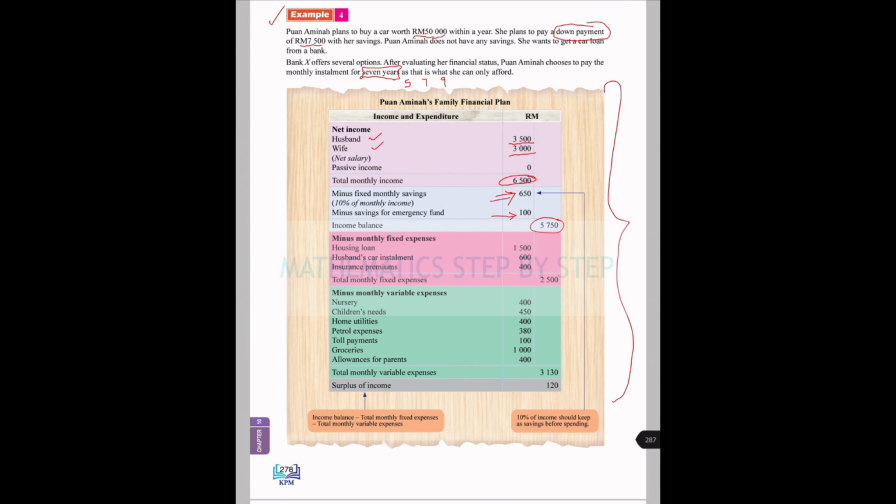Then fixed expenses: there is housing loan, husband's car installment, and insurance premiums. Previously we already learned about this. All these belong to fixed expenses, so a total of 2,500. Then variable expenses: nursery, children's needs, home utilities, petrol, toll, groceries, allowance for parents, a total of 3,130. So she is left with 120 only at the end.